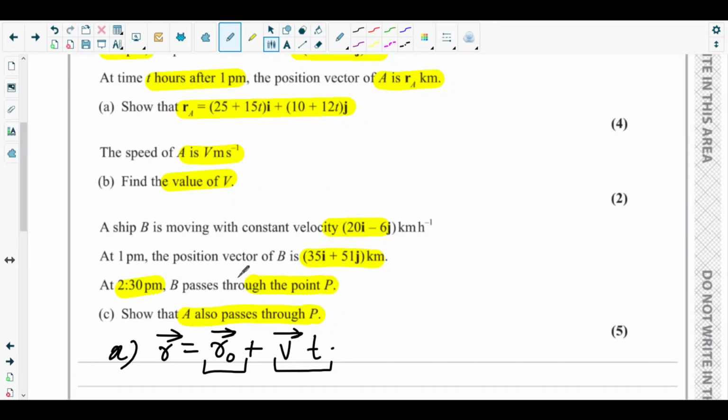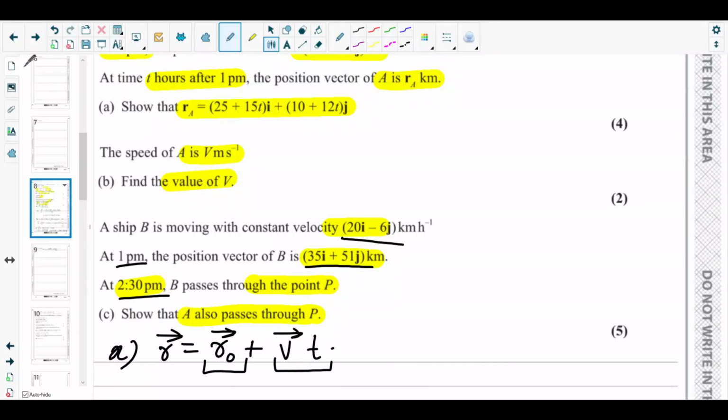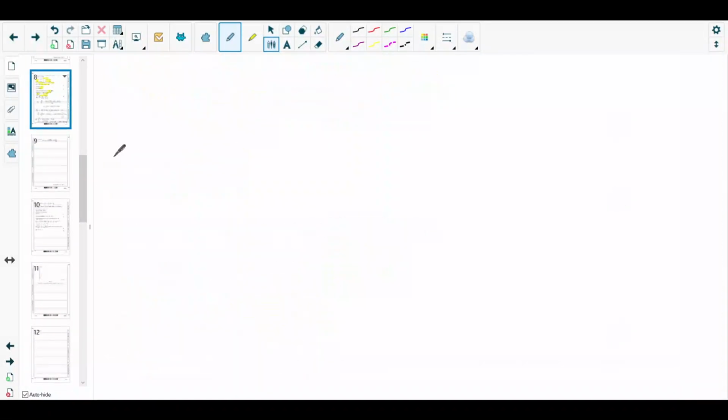So for the position vector of P, how can we find it? We know the initial position of ship B, right? We know its velocity. We also know the time at which ship B is passing through the point P. After 1 p.m., the time is 2:30 p.m. That means this is 1.5 hours. The time is 1.5 hours.